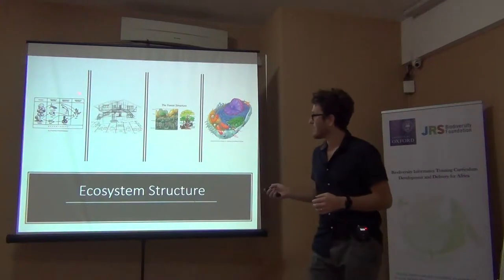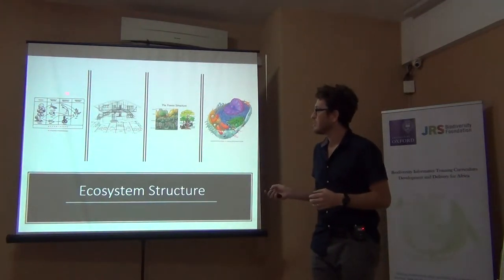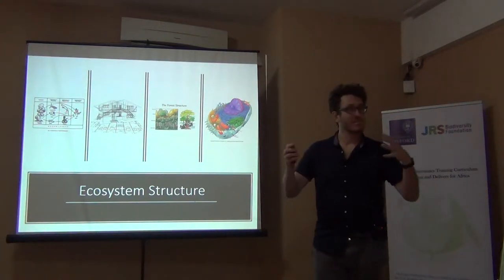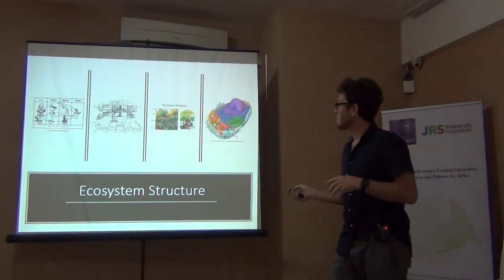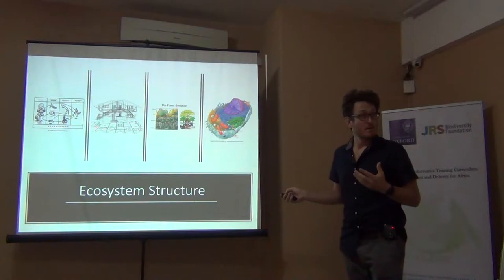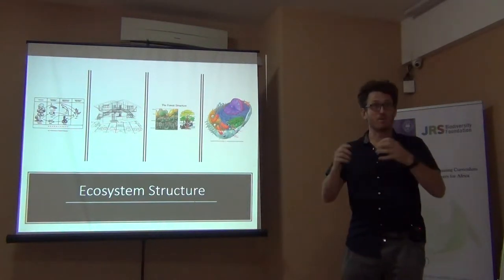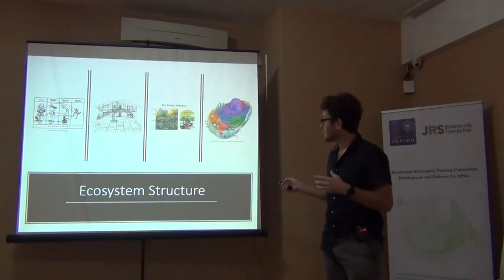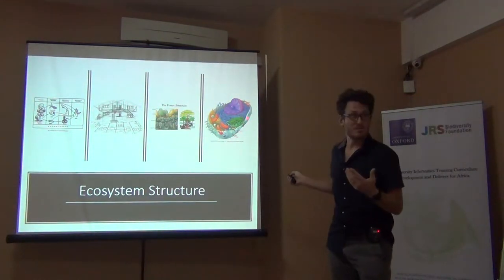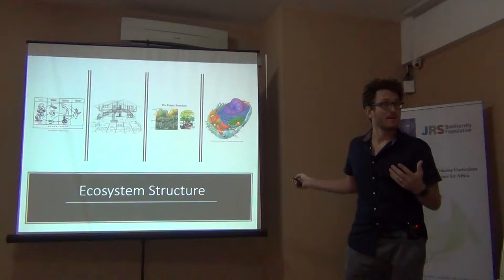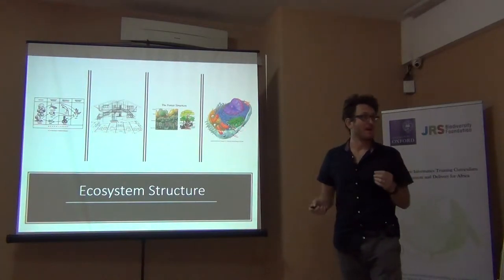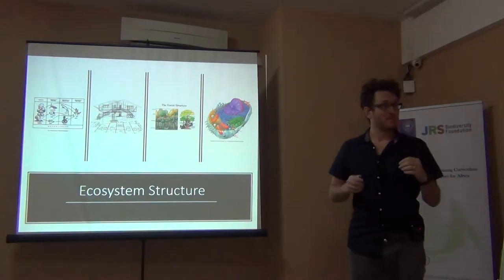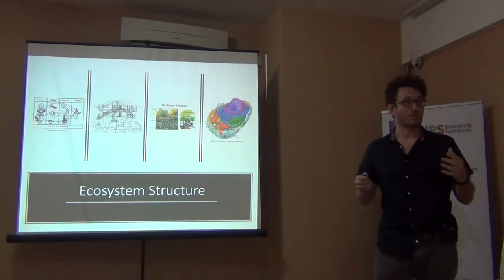So we can talk about the structure of an ecosystem here. You have the different parts of the ecosystem and they all fit together somehow. We can talk about the structure of a building. Okay, it has each different part and all together they make this system. Same thing with another ecosystem and same thing with a cell. Okay, even the tiniest part of biology has a very complicated and specific structure that makes it work.